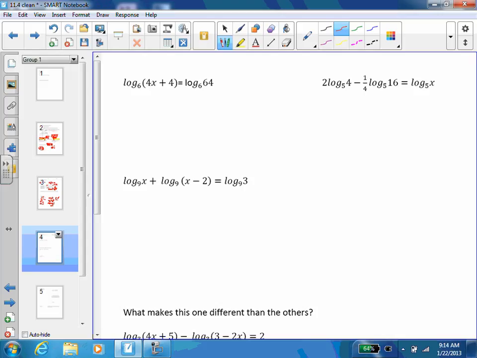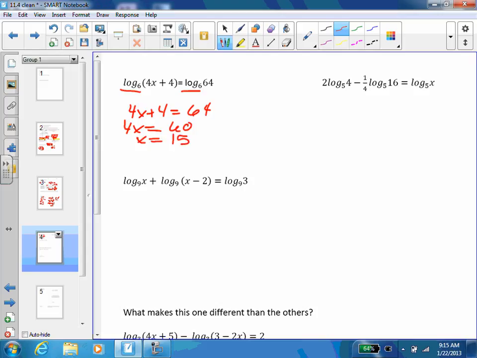So again, you want to pay attention. Log base 6, log base 6. So that means our arguments have to be the same. So what kind of an equation can I write? Right. That means 4x is equal to 60, so x is equal to 15.